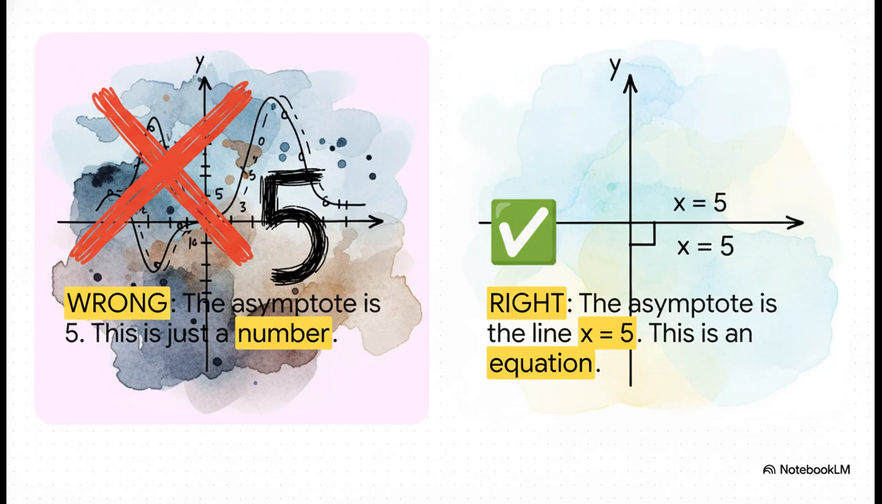Look at this. You can't just say the asymptote is 5. What is 5? It's just a number. An asymptote is a line, a vertical line. And how do we write the equation of a vertical line? We write x equals 5. You have to write the full equation. That's the correct way to do it.